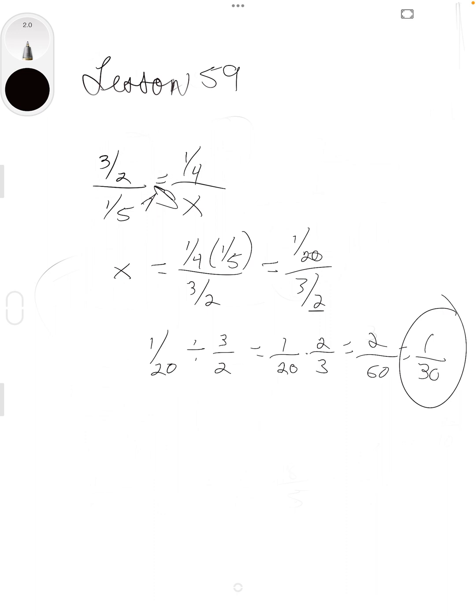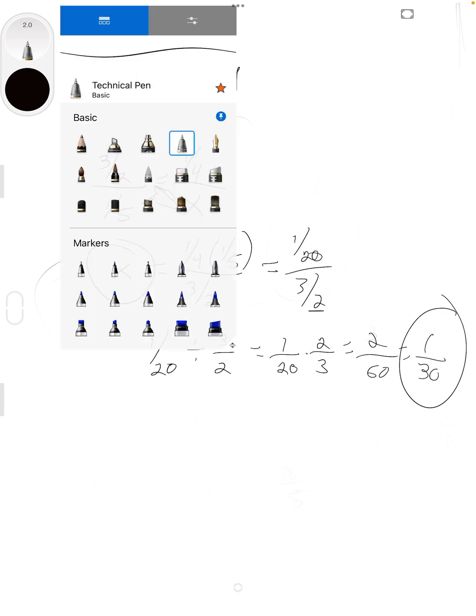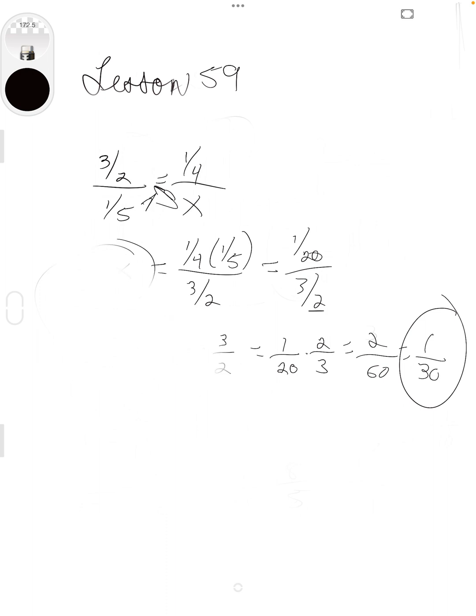That's what you do. Move and swap till you get the thing by itself, then just do the math, as they say. And that is lesson number 59. Okay, on to lesson number 60.